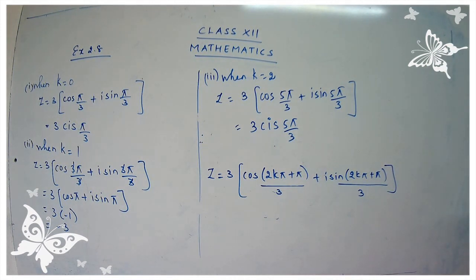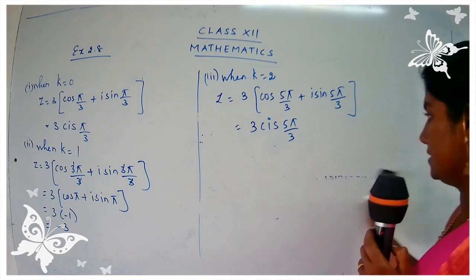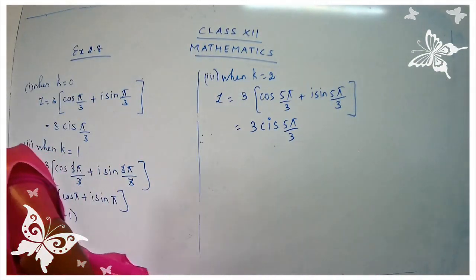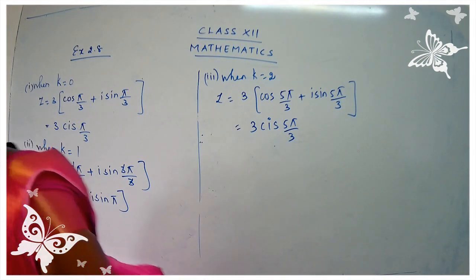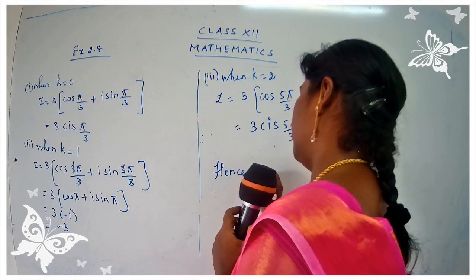Okay, children. So we have found the answer. That is, we have solved the equation z cube plus 27 is equal to 0, and we got the answer. Let's write down the final statement over here. Complete the final statement. Write down. Hence, the roots are.